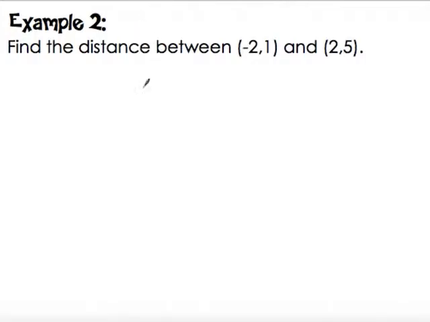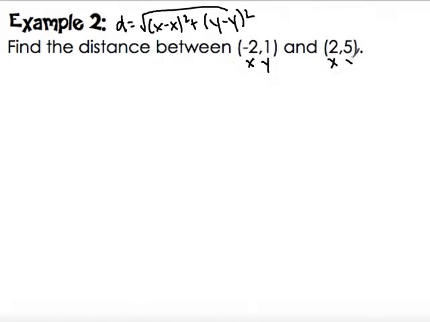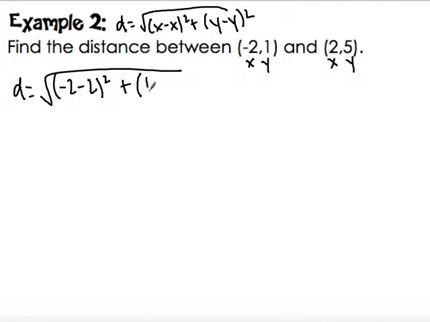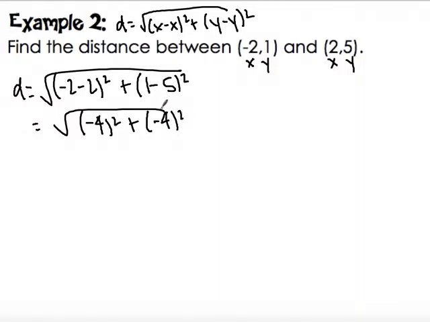On your second example, it says find the distance between (negative 2, 1) and (2, 5). Since it says find the distance, you're going to use the distance formula, (x2 minus x1) squared plus (y2 minus y1) squared. Label your points x and y, and then you can plug them into the formula. So negative 2 minus 2 squared plus 1 minus 5 squared. Negative 2 minus 2 would give you negative 4, so you'd have negative 4 squared. And 1 minus 5 also gives you negative 4, so you'd have negative 4 squared again.